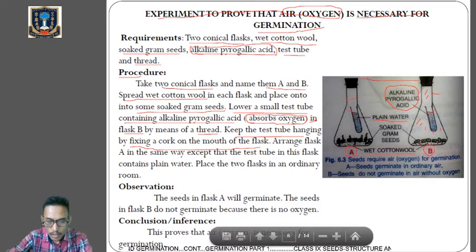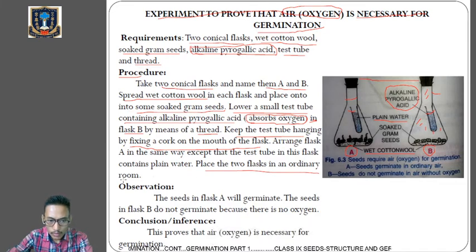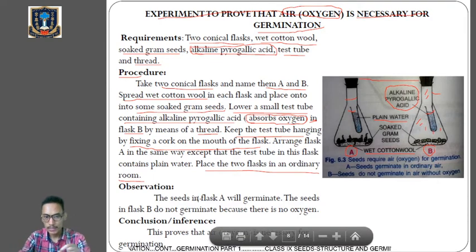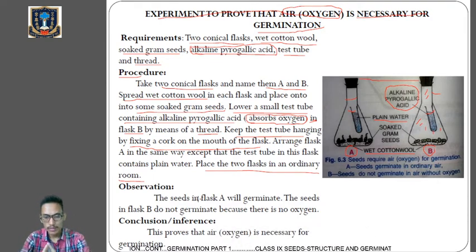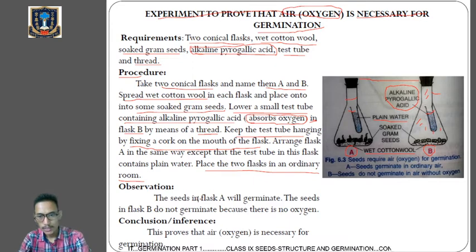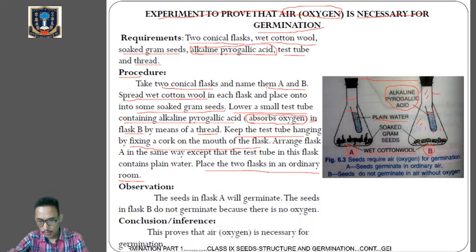Now, what will be our observations when we keep these two flasks at ordinary room temperature? So, the procedure one more time. We are taking two conical flasks A and B. Clear? In both the flasks, we have taken wet cotton wool along with the soaked gram seeds. In conical flask B, we are taking a test tube. That test tube contains alkaline pyrogallic acid. Alkaline pyrogallic acid will absorb the oxygen present inside the conical flask. So conical flask B will be devoid of oxygen.